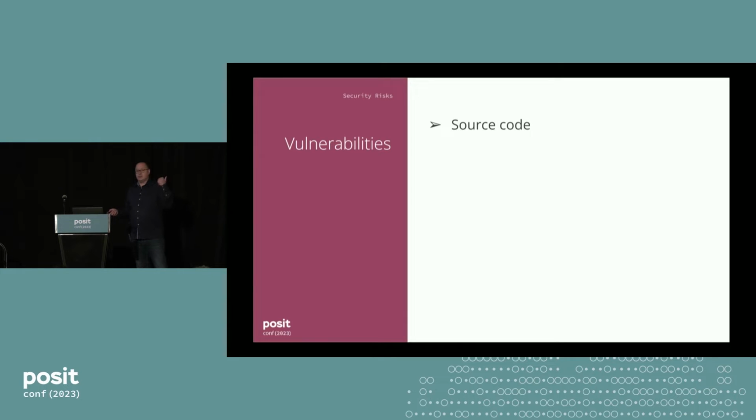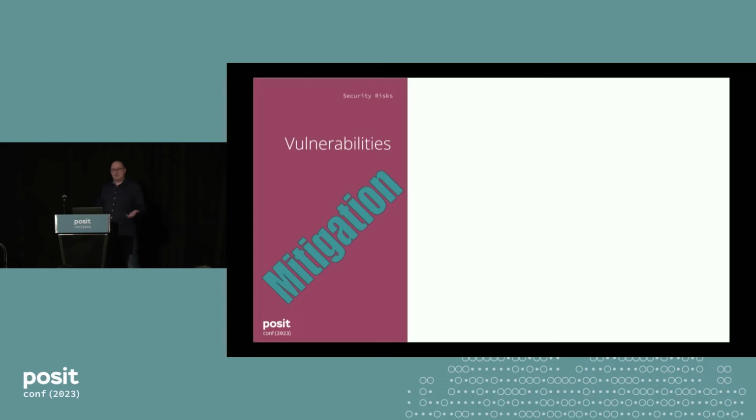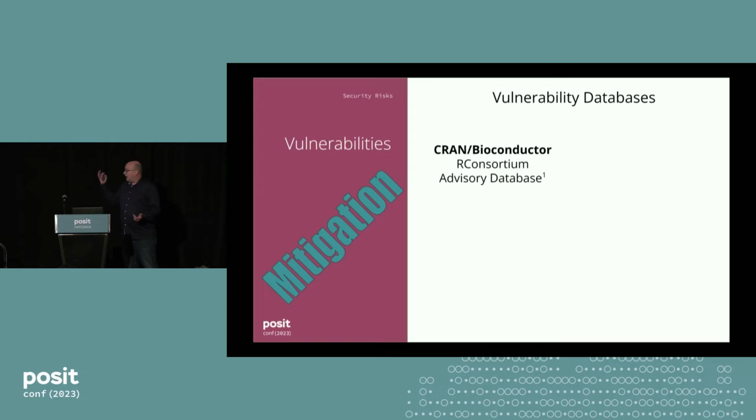These could be in the source code, they could be in compiled code, they could be in external libraries that they're linking to. Sometimes they're malicious, but often these vulnerabilities just show up due to poorly written code or just mistakes. So when you see the scanning of those, you can look at vulnerability databases that have already looked at these packages. And as long as you look them up, say this package, this version, in these databases, you can get a good sense of whether there are any known vulnerabilities.